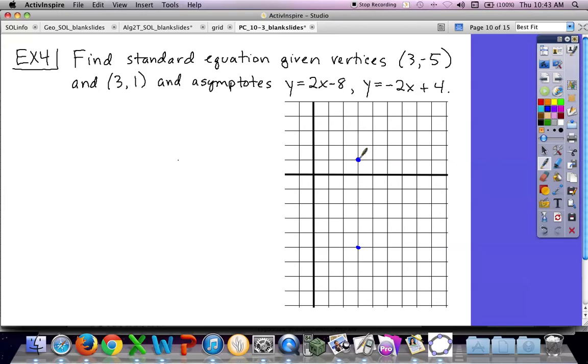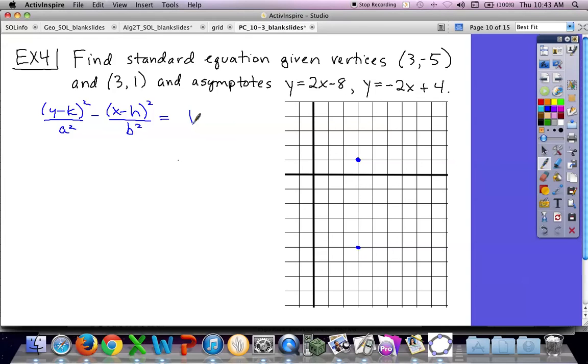So are we looking for the horizontal or the vertical? It's vertical, right? Because the transverse axis has got to go here. So here's the form we're looking for: (y - k)^2 over a^2 minus (x - h)^2 over b^2 equals 1.